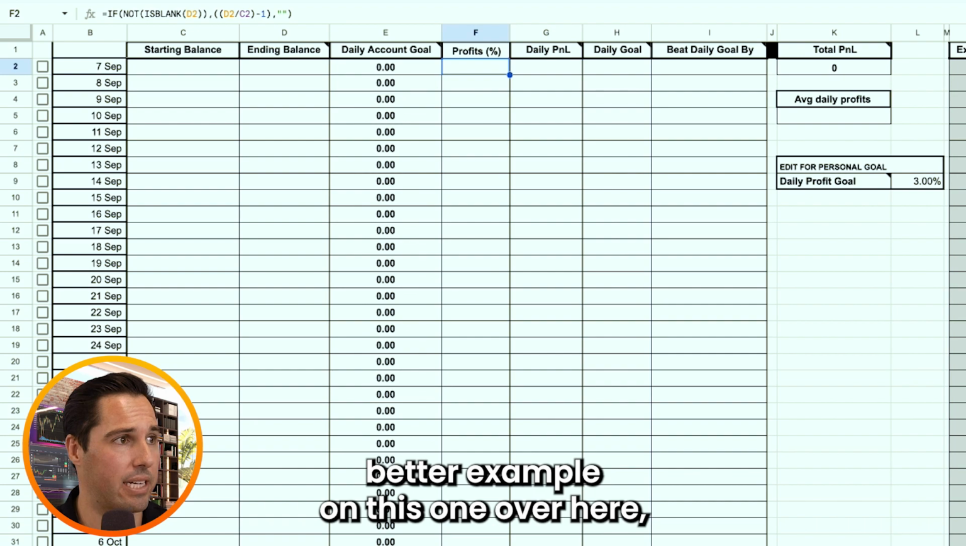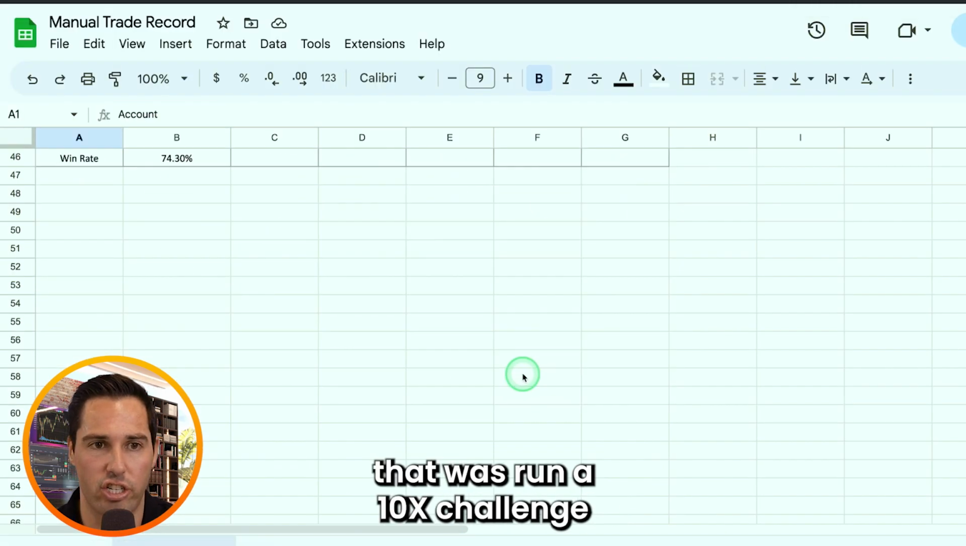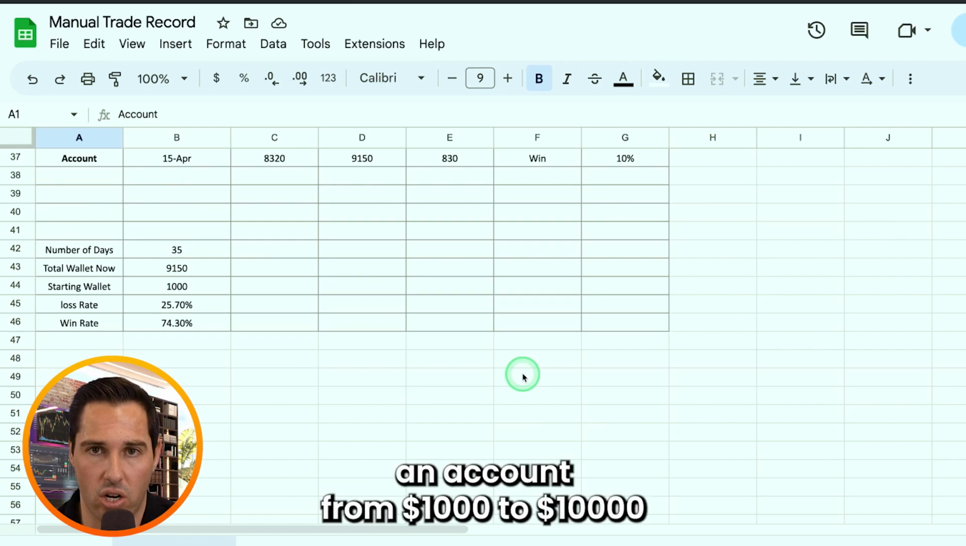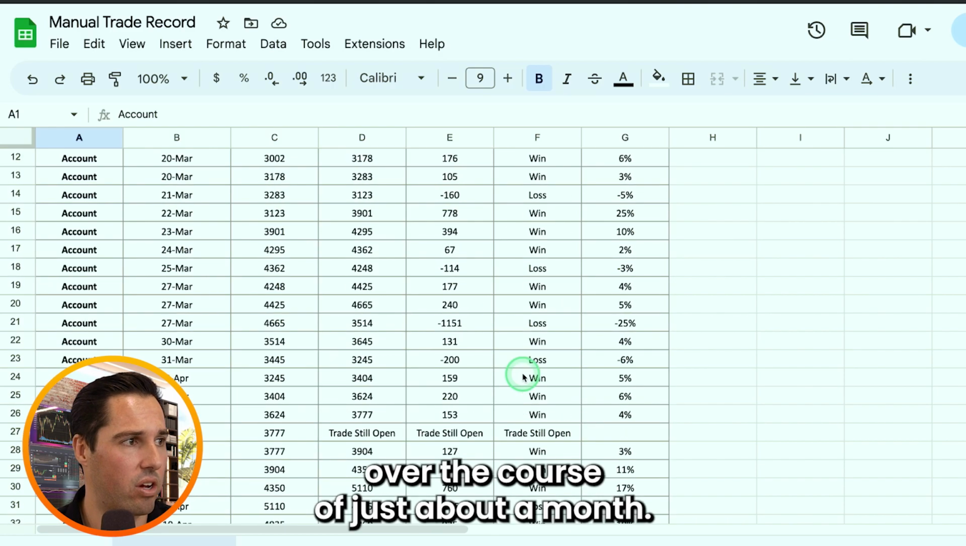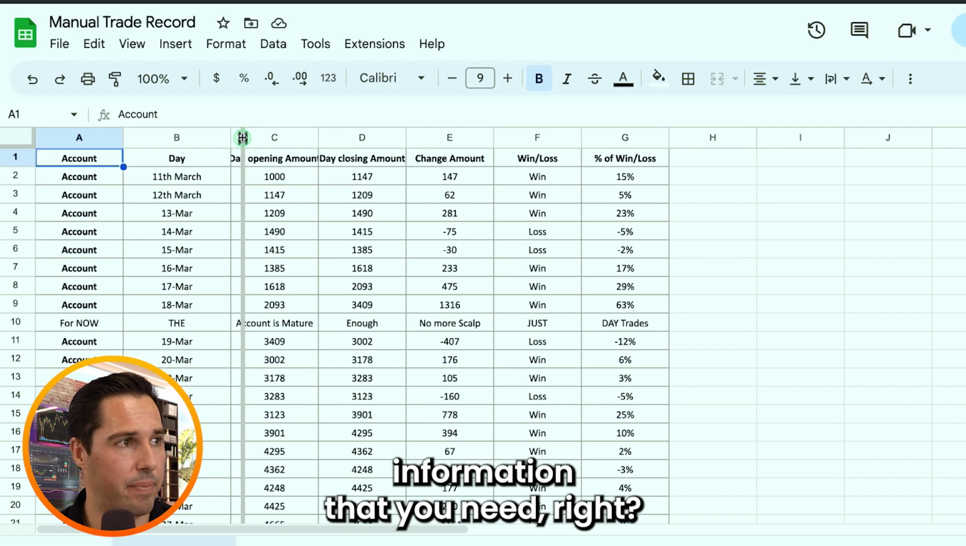So I'll give you a better example on this one over here because we've already done this. This was from a challenge that was run, a 10x challenge, trying to take an account from $1,000 to $10,000 over the course of just about a month. So very simply put, this is the only information that you need, right?